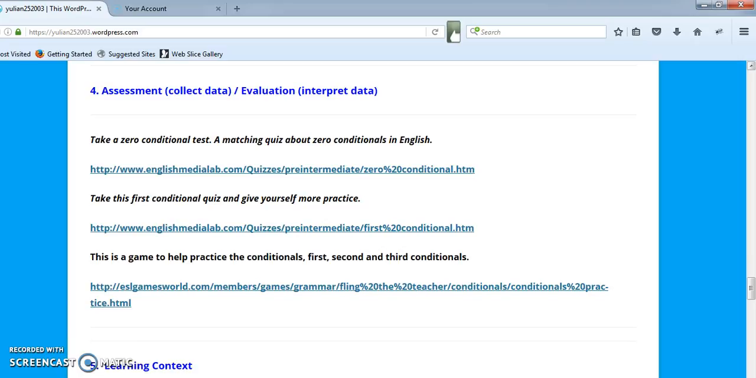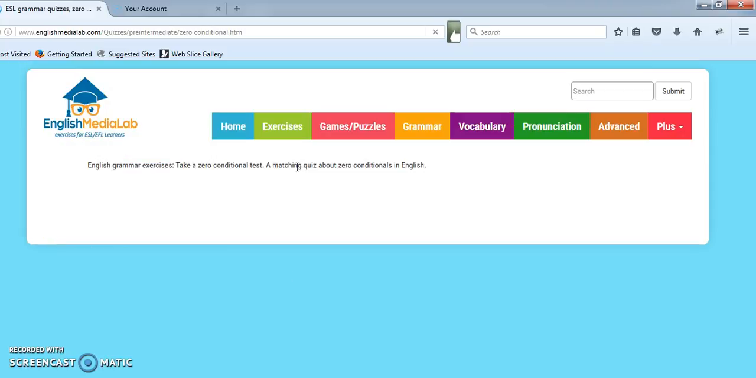Assessment. Here we see the evaluation, so we can see hyperlinks. Yes, we can go through these hyperlinks to solve some exercises about the conditionals. Okay.